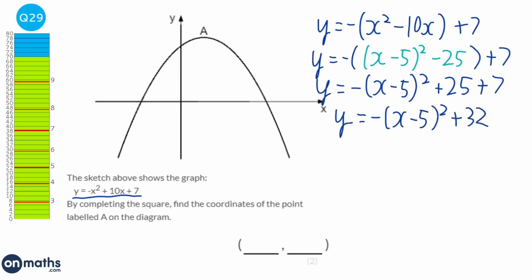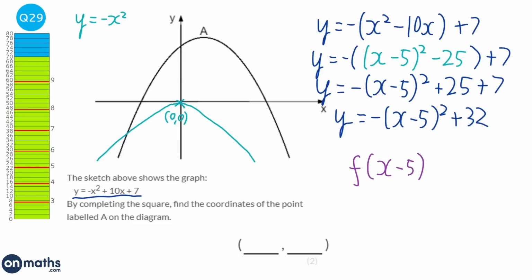Now, if I draw the graph of y equals minus x squared, it's just a graph that looks like this. But more importantly, the maximum point on this graph is at (0, 0). And if we remember our graph transformations, if we have a minus 5 on the inside of our function, say this is f of x, part of this equation here involves a minus 5 inside the function. That minus 5 moves the graph to the right 5. Okay, so we're going to move it to the right 5.